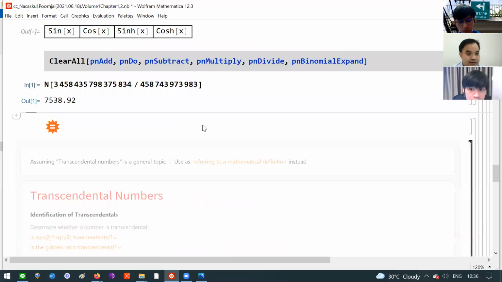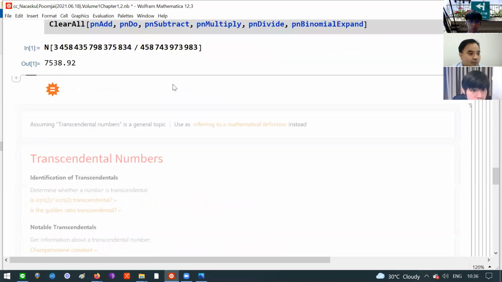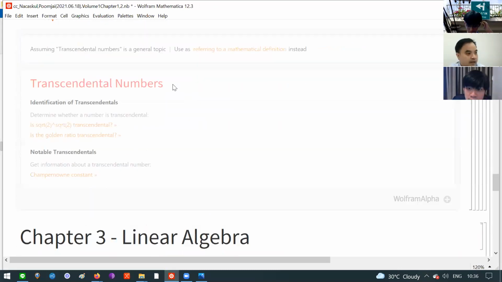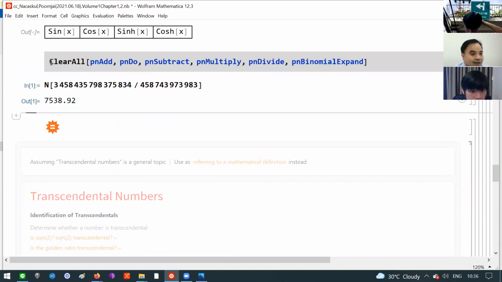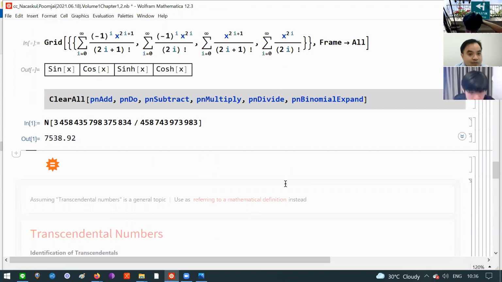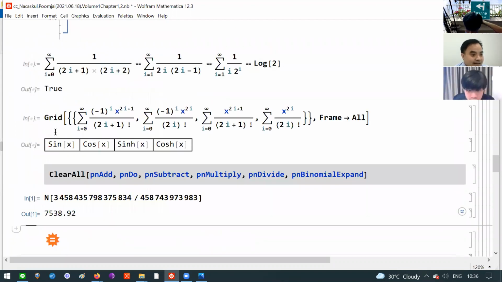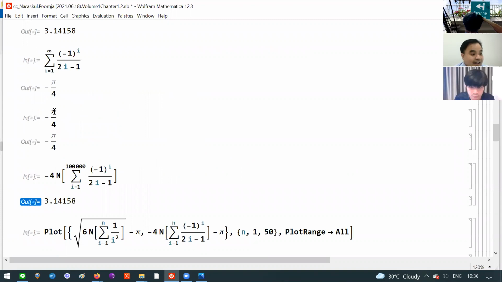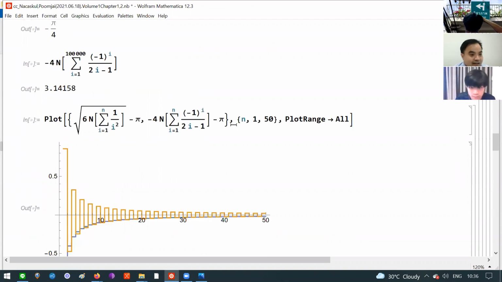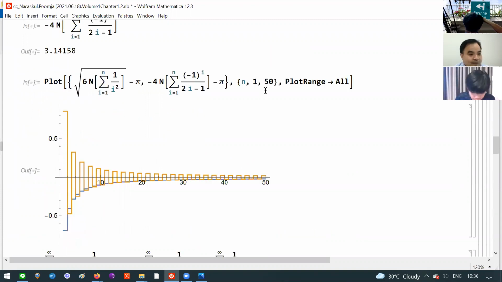Transcendental numbers. These are numbers that cannot be expressed as a ratio of integers. Those numbers cannot be calculated using anything but this kind of formula, this kind of infinite series. Log of 2 is, I think, one of them. Pi certainly is. E, that we encountered last time. Okay, so that's it.